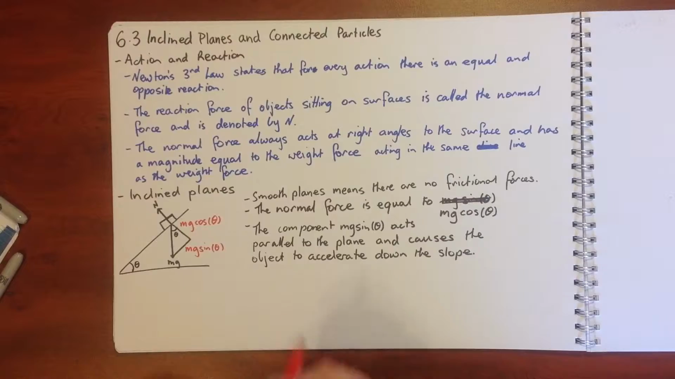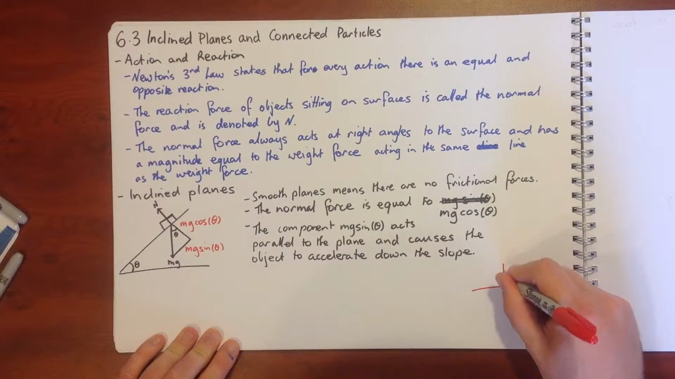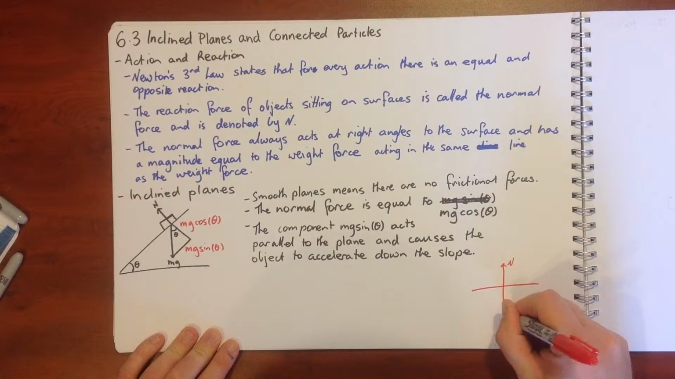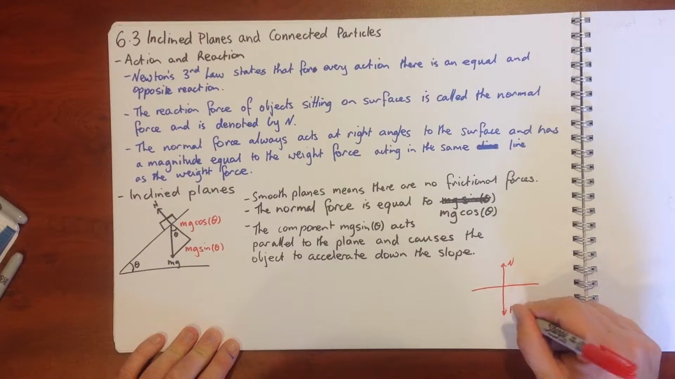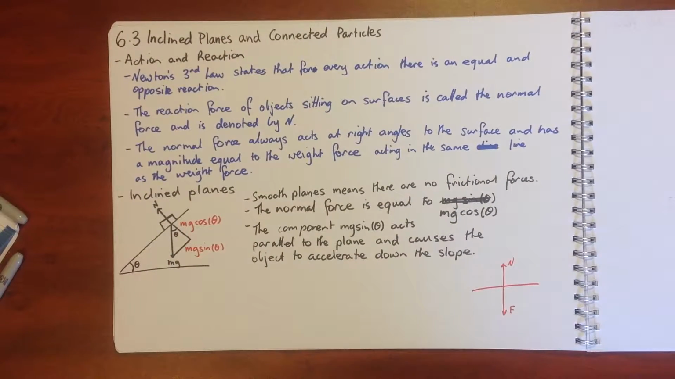Particularly when we're on flat surfaces, it's easy because we can just say, here's our normal force N, and here's our weight force, and they're going to be equal and opposite. However, when we get to inclined planes, it's not quite the same.